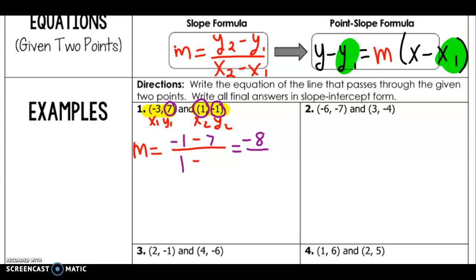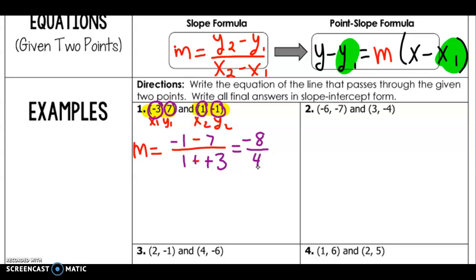Okay, so let me just go back really quick just to clear that up. On the bottom, do x2, which is 1, and then minus x1. In this case, it's negative 3. All right, and then with that, the double negatives on the bottom do turn to positive. So then 1 plus 3 gives you 4.